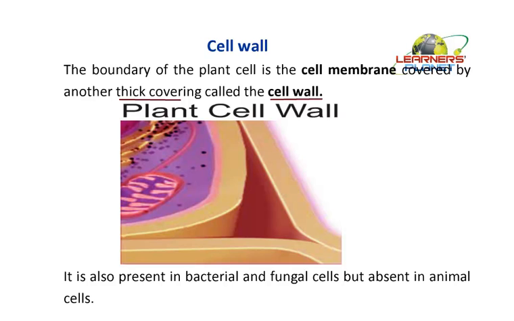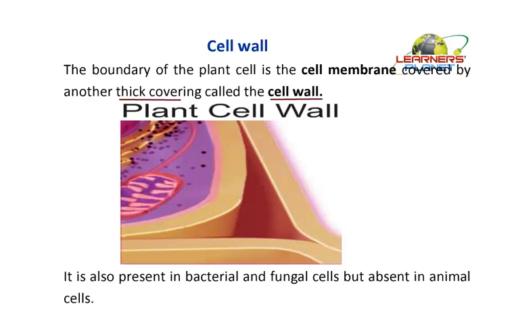As you can observe in this particular picture, this inner boundary line, this brown color line, what is this? This is the plasma or the cell membrane, which is enclosing the various organelles, cytoplasm, etc. Outside this, another layer is also present, and this layer is known as what? It is known as the cell wall. This cell wall is absolutely absent in the case of animal cells.